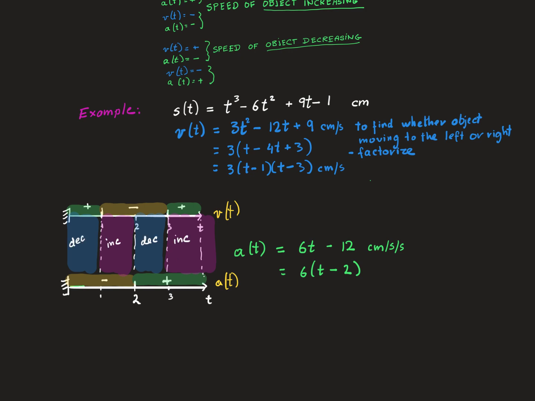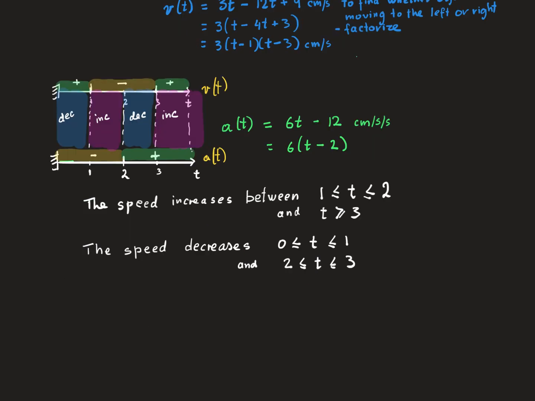We put it mathematically and we say the speed increases between 1 and 2, and it also increases when time is greater than 3. And the speed decreases between 0 and 1 and 2 and 3, which is written up here.